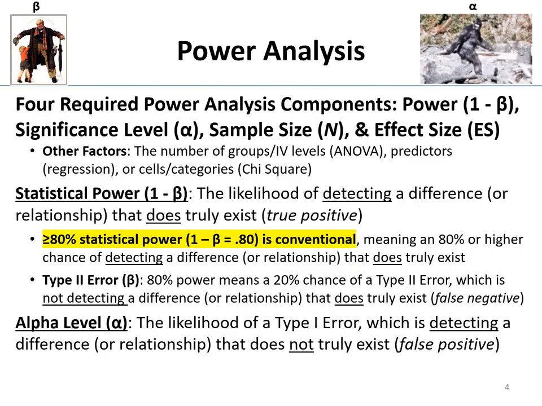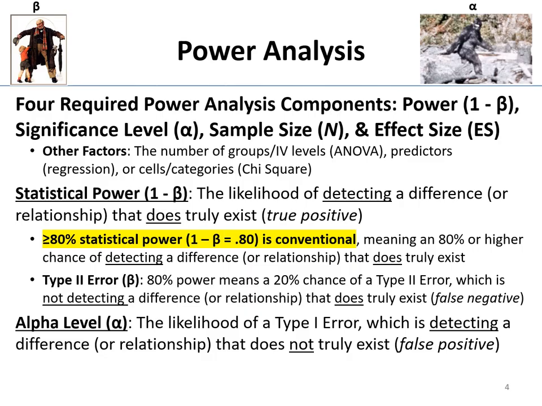Now, your alpha level, you should be really familiar with this point in time. But just to review, it's your likelihood of making a type 1 error. What's that? Well, that is detecting a difference or relationship that does not truly exist.